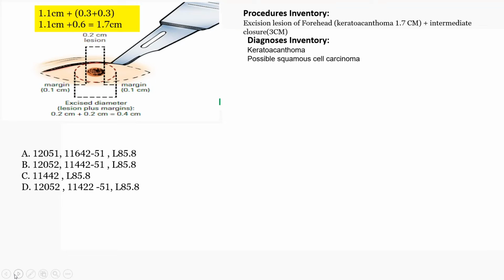Let me move on to the next. Yes, we have 0.3 centimeters of margins on each side with a lesion diameter of 1.1 centimeter. So the total excised diameter will be 1.7 centimeter.